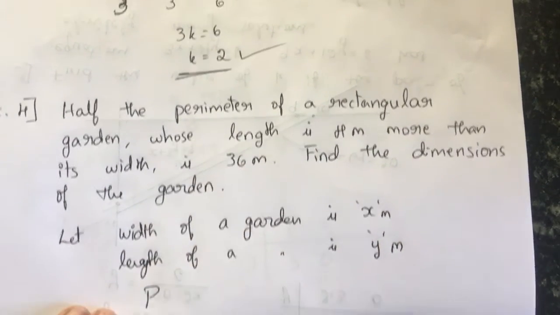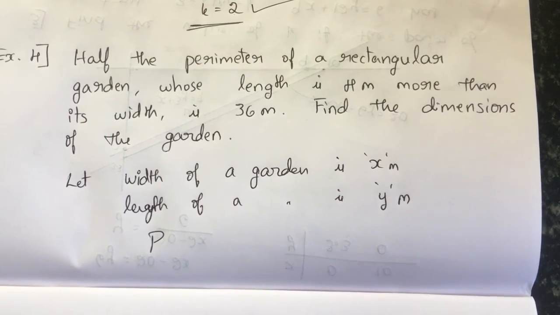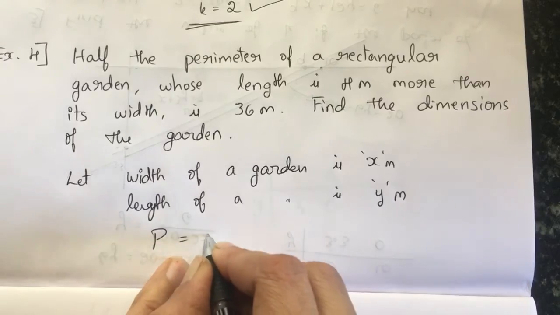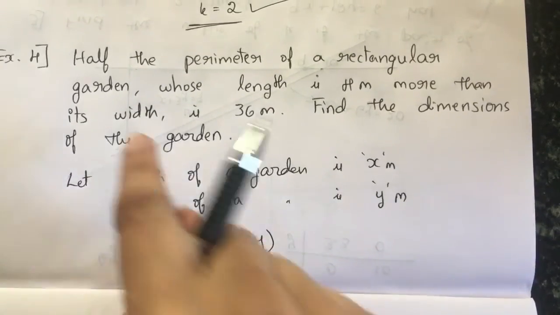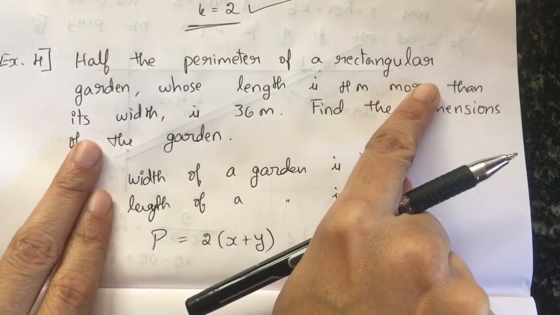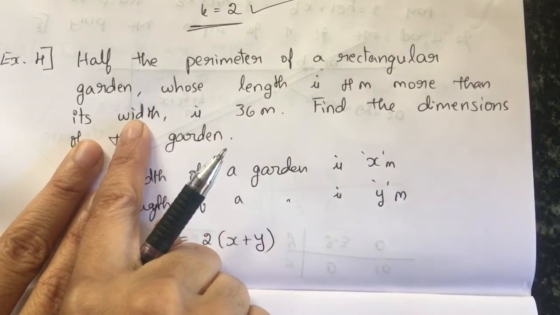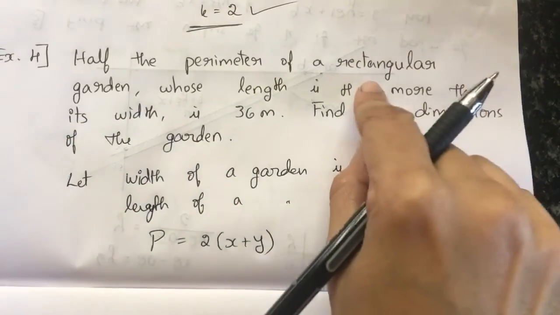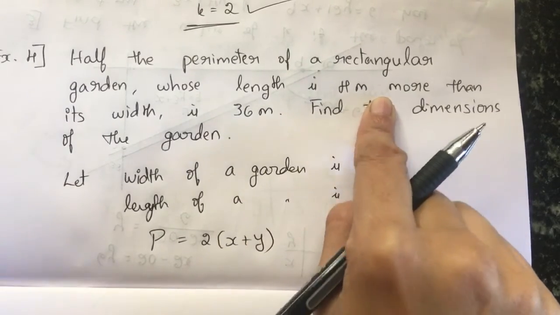Perimeter means twice the sum of length and width, right? So perimeter is 2 into x plus y. But now what they are giving, half the perimeter of a rectangular garden whose length is 4 meter more than the width, right? Is 36 meter. They are saying length is 4 meter more than the width.